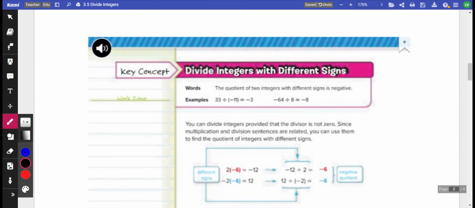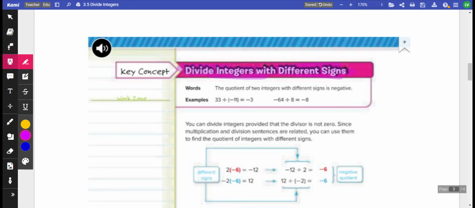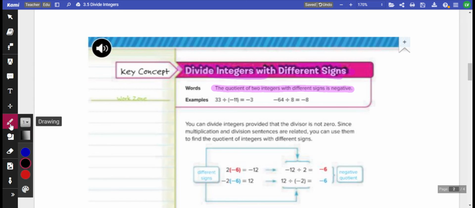So divide integers with different signs. That's what we're going to start off with, dividing integers with different signs. The quotient of 2 integers with different signs is negative, meaning if you divide a negative and a positive, or if you divide a positive by a negative, the answer is negative.